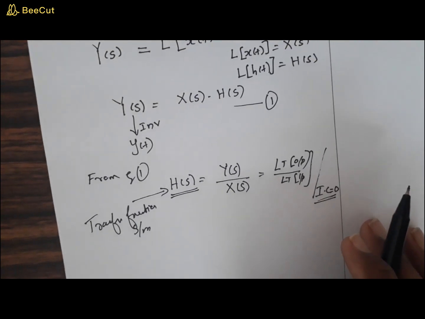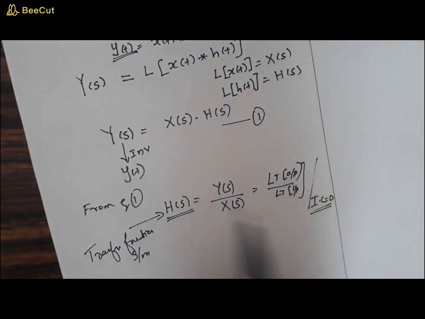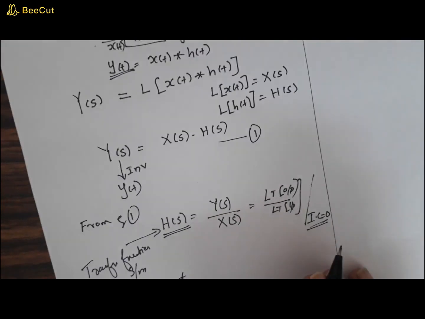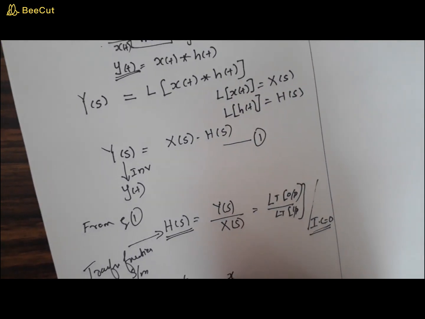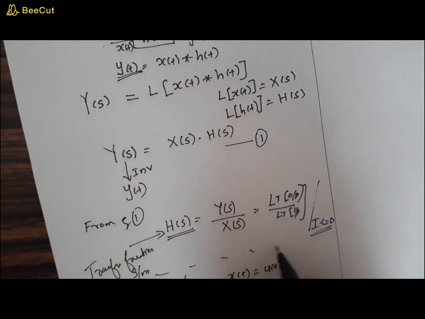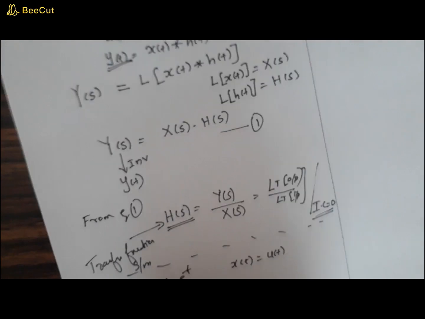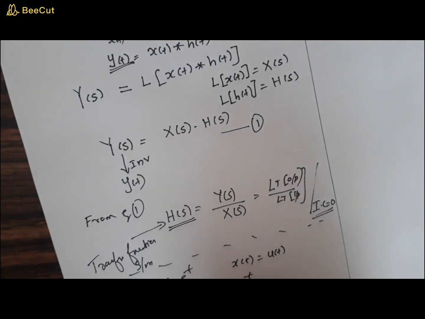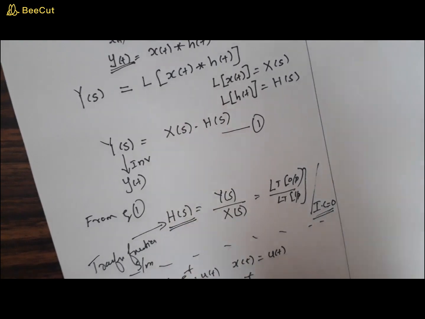Now, sometimes the question may be given like this. You will be given some h of t, the impulse response, and say x of t is given as u of t. You may be asked to find the step response of the system. We know that this is u of t star t into e raised to minus t, say, right?